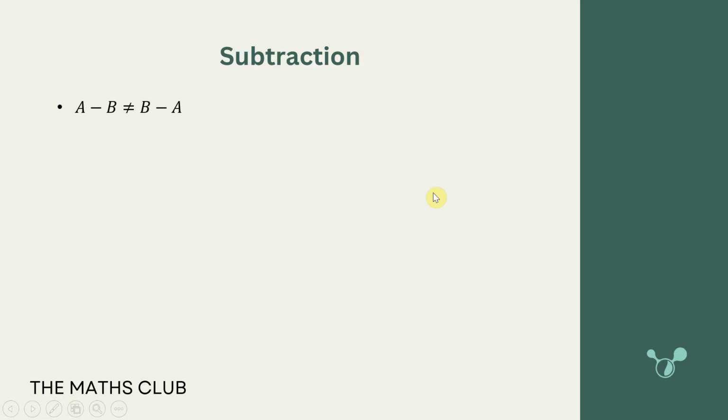Subtraction. Unlike in addition where you say A plus B is equal to B plus A, in matrices, A minus B is not equal to B minus A. This is also the same thing that happens in normal mathematics. So I could say 3 minus 5. 3 minus 5 is minus 2. But if I swap it and I say 5 minus 3, that will give you what? That will give you 2. You can see that the two values are not the same.